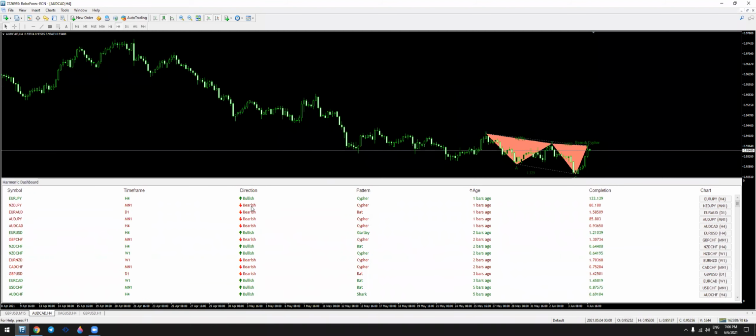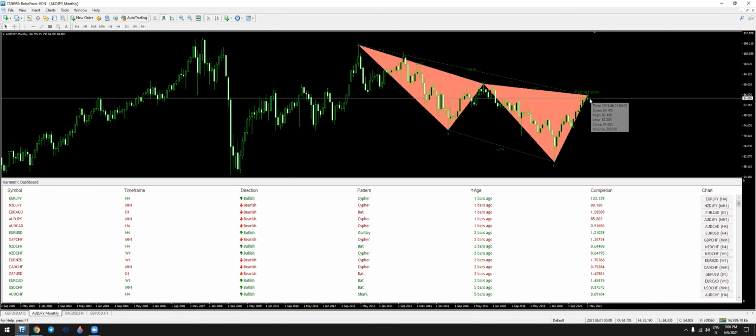We have a monthly bearish Cypher pattern on New Zealand versus Japanese yen and the Aussie yen. That's quite interesting. Those are not my favorite patterns, but damn, it would be crazy if this would play out and we see a drop. Are we starting a risk-off scenario soon? Who knows? Interesting for sure.